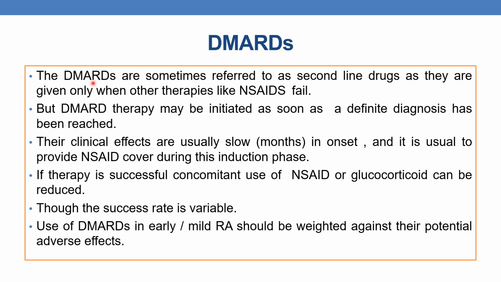Coming to DMARDs, the disease-modifying antirheumatic drugs are sometimes referred to as second-line drugs, as they are given only when other therapies like NSAIDs fail. But the DMARD therapy may be initiated as soon as a definitive diagnosis has been reached, and their clinical effects are usually slow. That is, they take months in onset.